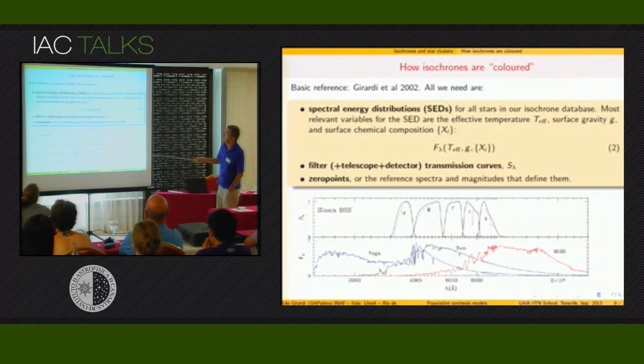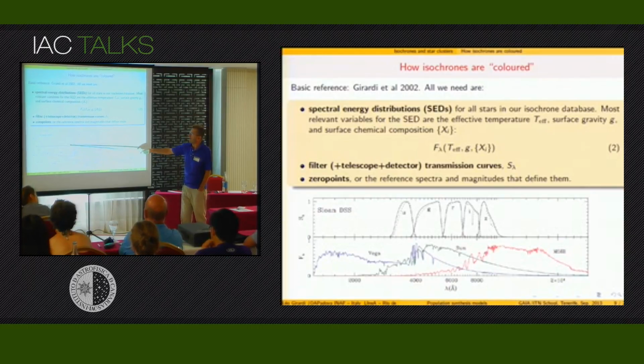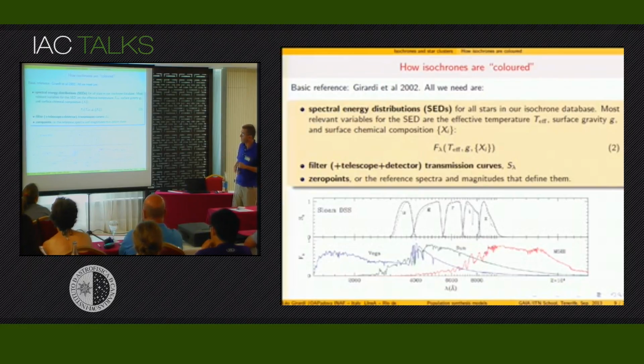absolute magnitudes. For doing that, what you need are spectral energy distributions of stars as a function of effective temperature, gravity, and chemical composition. You need a set of filter curves like these ones from Sloan. They tell us which wavelengths are transparent to radiation. So which part of the spectrum of the star will be collected by the detector, let's say. And then you need a set of zero points, which is just what will give the absolute reference to the magnitude scale.